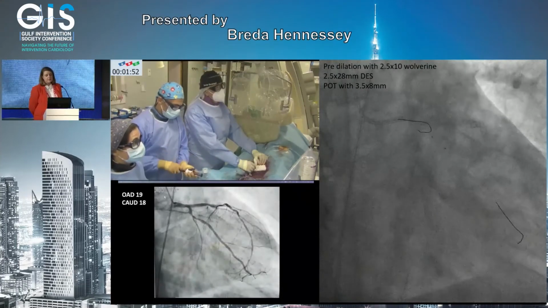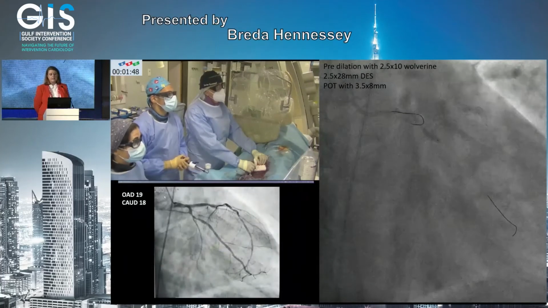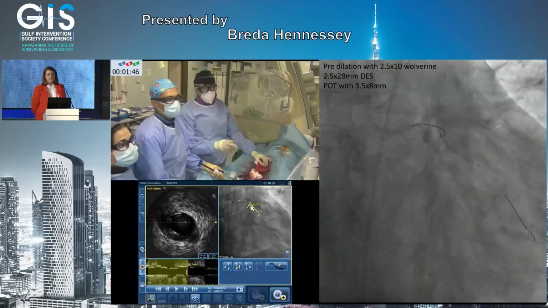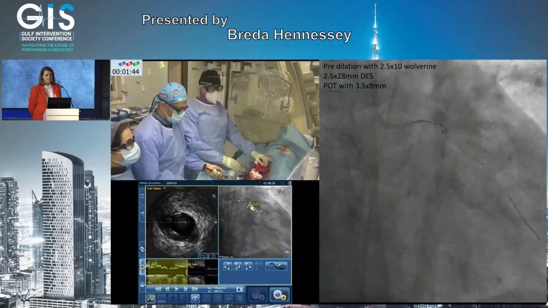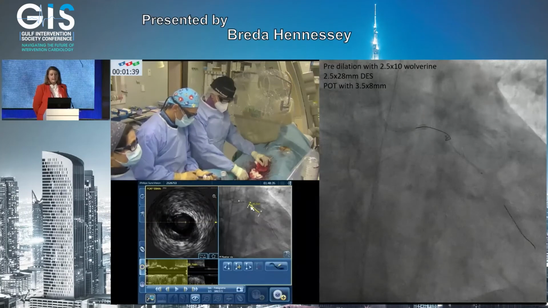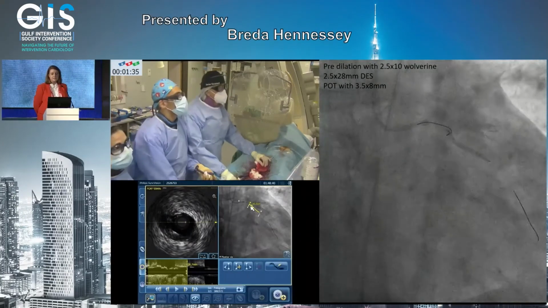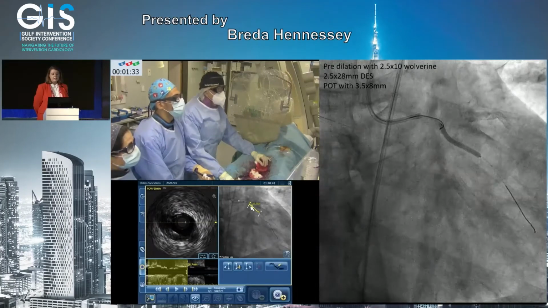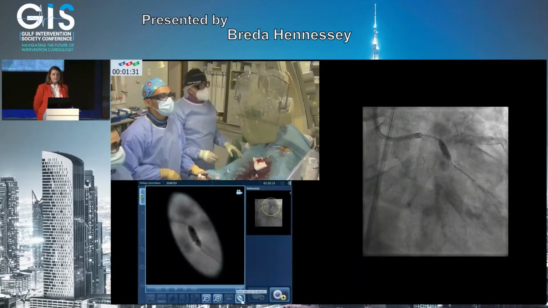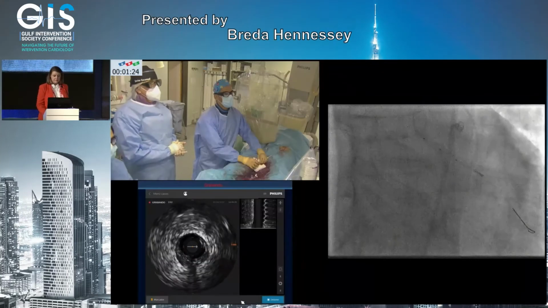So we pre-dilated with a 2.5 balloon. It expands very well. We advanced, you'll see now in a second, a 2.5 by 28 millimeter drug-eluting stent using our proximal wire in the branch as a landmark. We've implanted at 18 millimeters. It expands very well. And of course, we're going to check our expansion on our POT with our SyncVision technology. And I think you'd agree that the balloon expands very well.